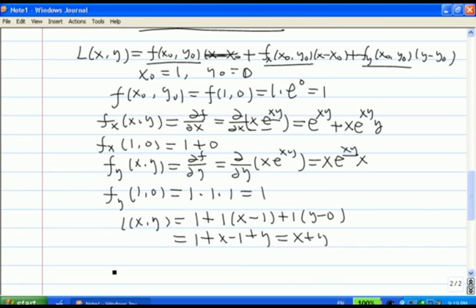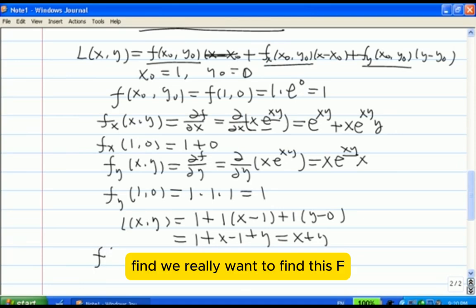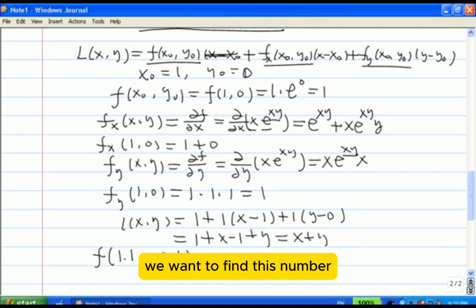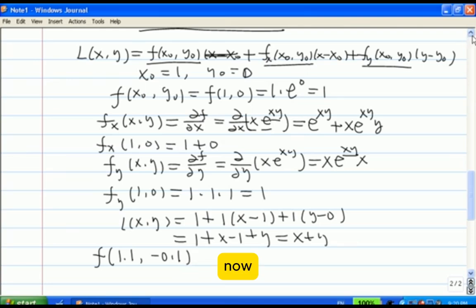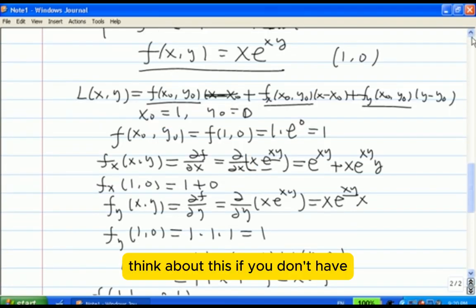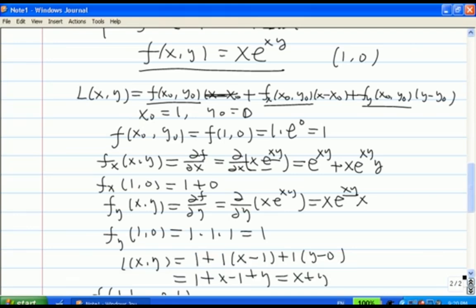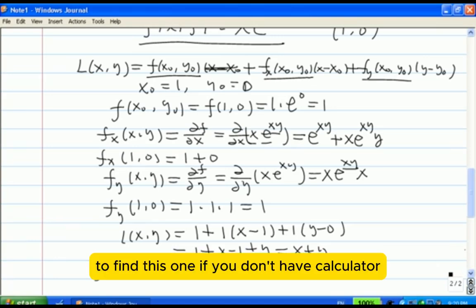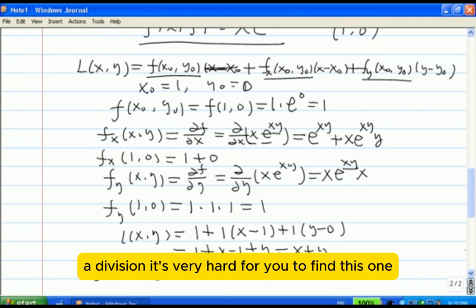Okay. Now we really want to find this: f(1.1, -0.1). Okay. We want to find this number. Now, think about this. If you don't have a calculator, it's very hard for you to find this one. If you only can do addition, subtraction, multiplication, and division, it's very hard for you to find this one.